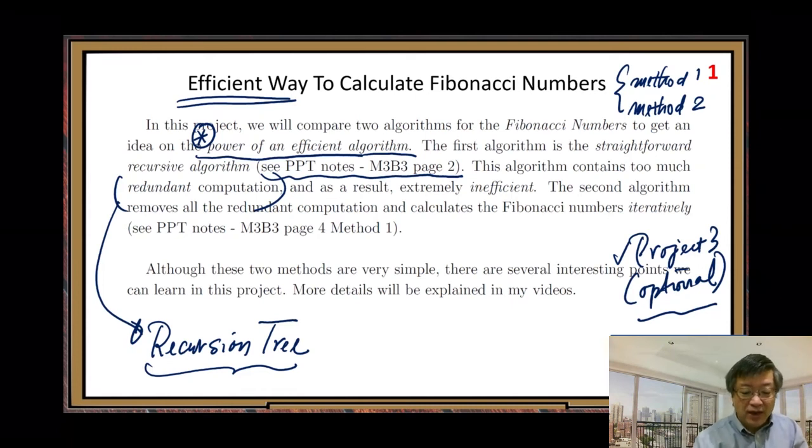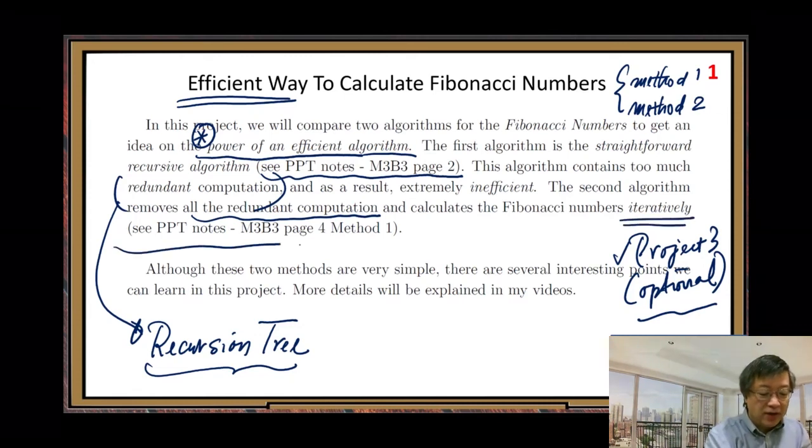All right. The second algorithm removes the redundant calculation and calculates Fibonacci number iteratively. You can find the code there. Very simple implementation. Very simple, but several interesting points to learn. So later we have several videos where I want to explain several important points. But the second method, we know these two methods.